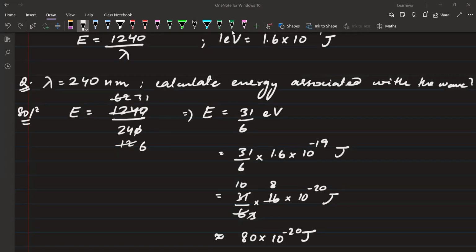Can it be 82.6? 82.6, I don't know, let's see what the accurate answer will be, 31 divided by 3 into 8. Yes, okay, the accurate answer is 82.6, correct.